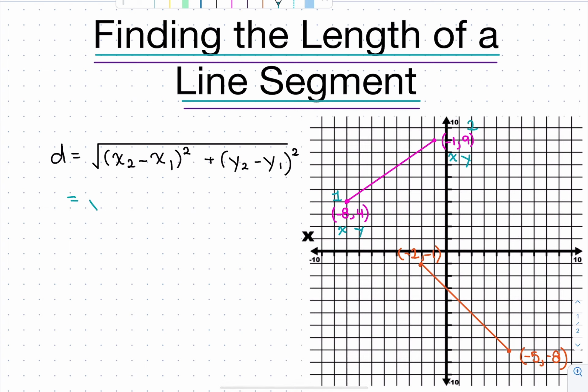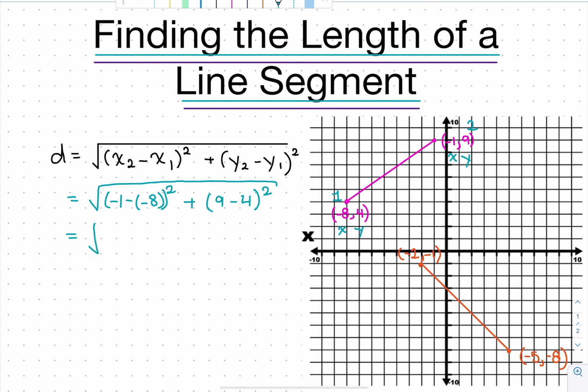So let's just start off by putting in x2. So we can go see x2 is negative 1. And then we're subtracting x1, and x1 was negative 8. So we have something that looks like this. Then we're adding y2, which was 9, minus y1, which is 4, also squared, and that whole thing is square rooted.